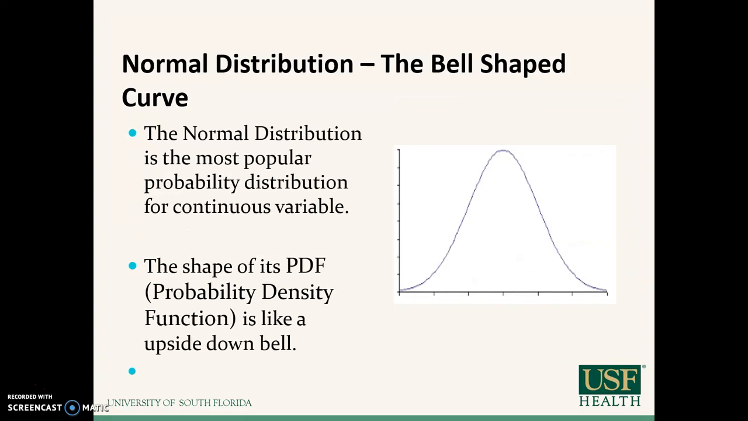So the normal distribution is often also called the bell-shaped curve. It's the most popular probability distribution for continuous variable. And the shape of its PDF, the probability density function, is like an upside down bell, so bell curve.